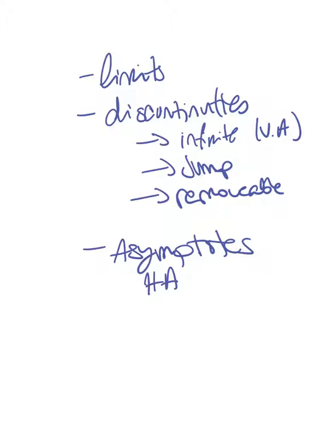Horizontal, that's where you have to take the limit as x approaches infinity, and you look at the degrees. And the vertical, where you set your denominator equal to 0.